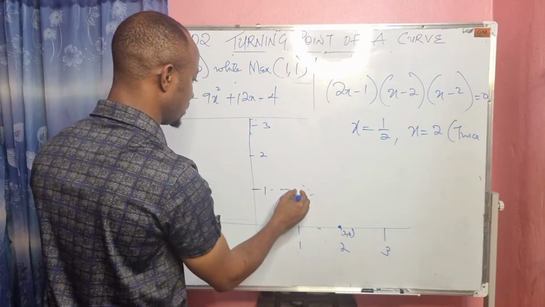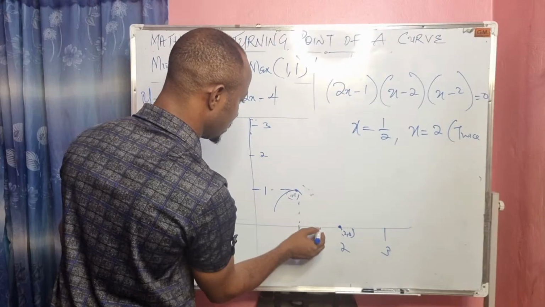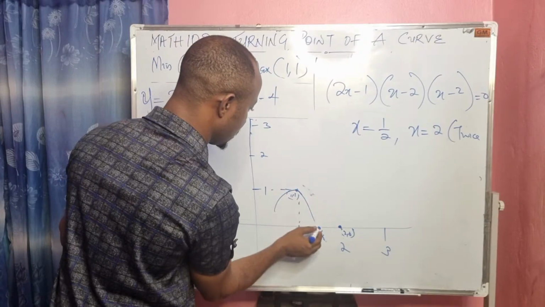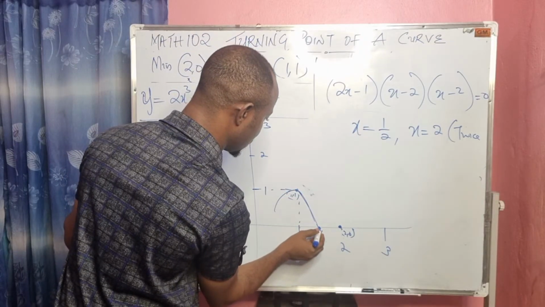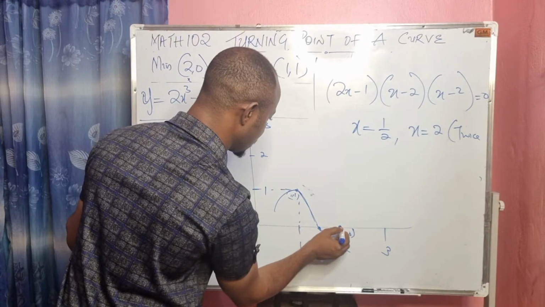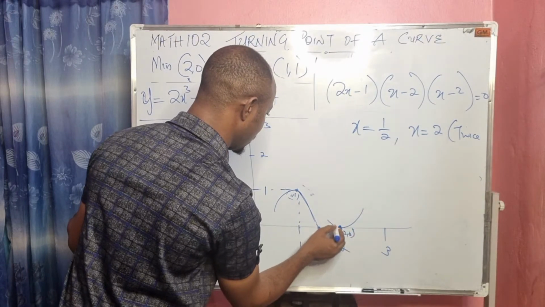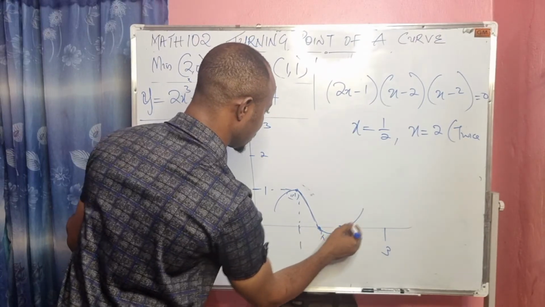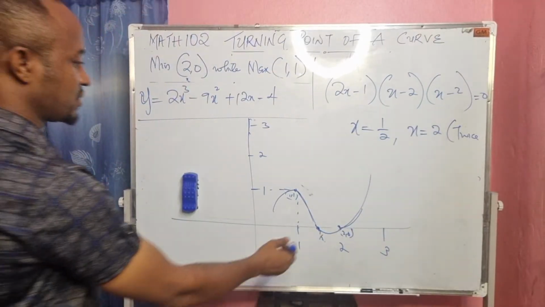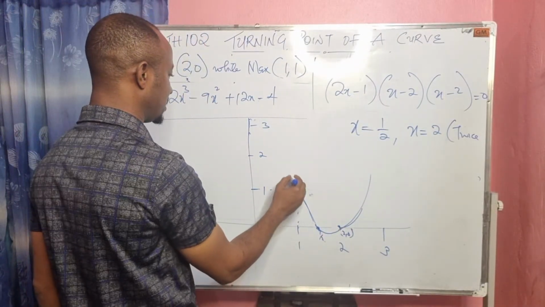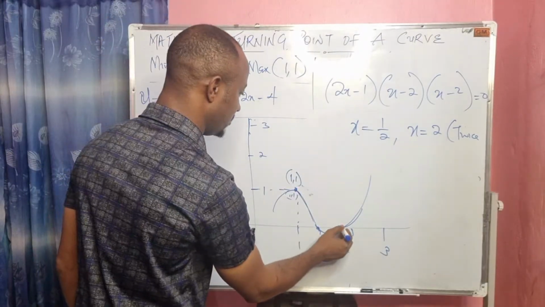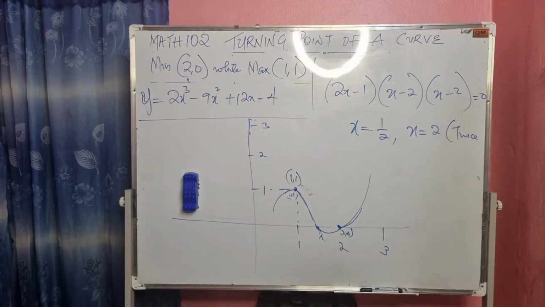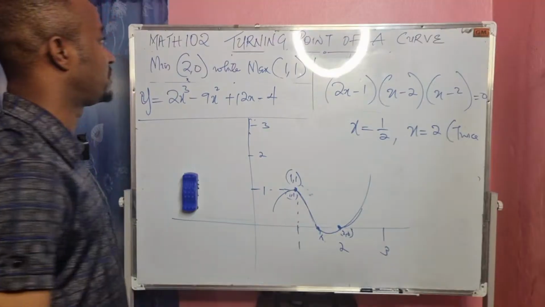This curve will come this way. And we have 1 over 2 here, right? Then it comes this way, and it's meant to give us a curve of this kind. Here we have the maximum, right? The maximum is 1, 1. Then the minimum should be about 2, 0 at this point. But this is the nature of the curve, all right?